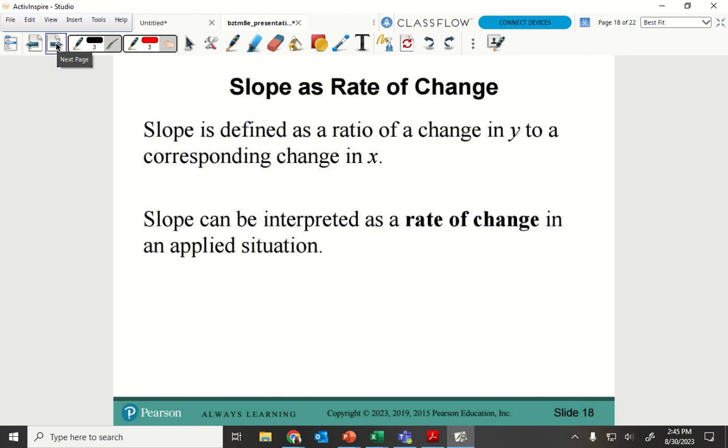Slope can be interpreted as a rate of change in an applied situation. Now, any of you drive? Some people here drive, right? You don't have to be shy about it. Everyone else got heel toe express. So this guy right here, he's got an 84 Honda Civic with the bumper taped on with duct tape.